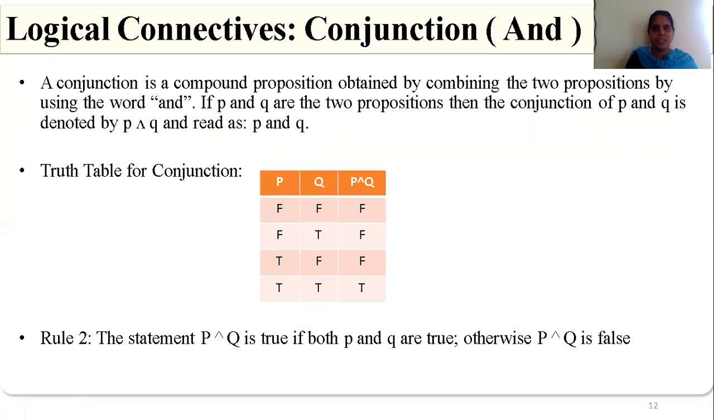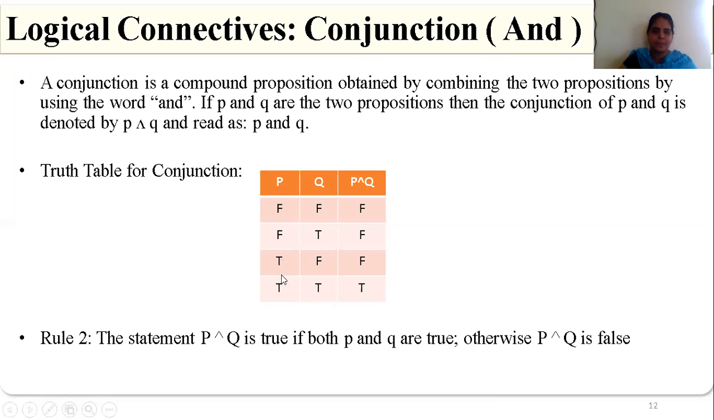Next is conjunction. It is also called and. The conjunction is a compound proposition obtained by joining two propositions using the word and. If P and Q are two propositions, then the conjunction of P and Q is denoted by the symbol P ∧ Q, and read as P and Q. And this is the truth table. The rule for constructing the truth table for conjunction is P and Q is true if P is true and Q is true. Otherwise, P and Q is false.